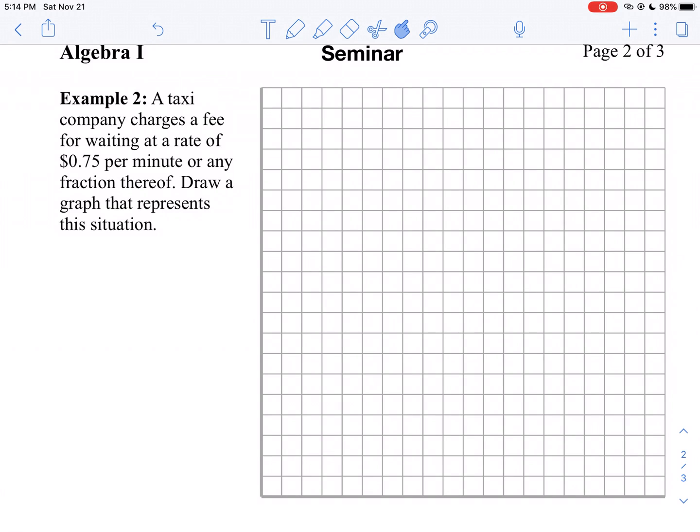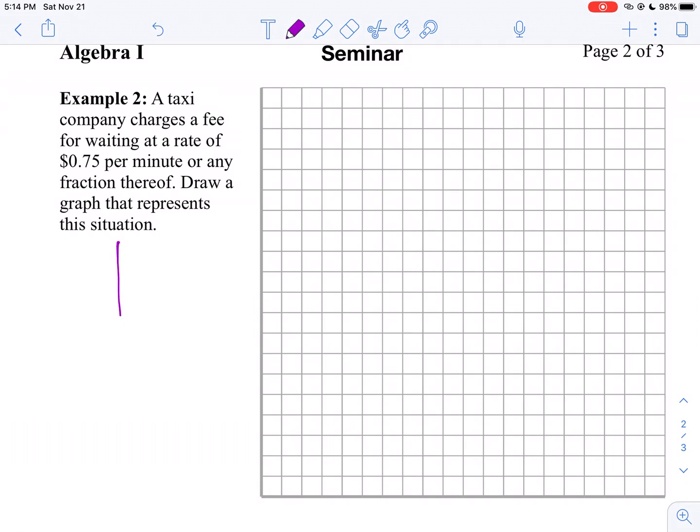In the next problem, here we have an application problem. It says a taxi company charges a fee for waiting at a rate of 75 cents per minute or any fraction thereof. Draw a graph to represent this situation. So we're going to draw a graph.